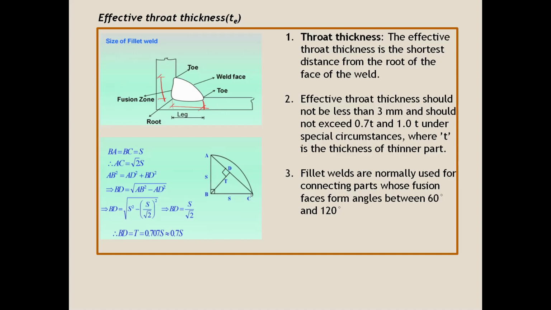Take the right angle triangle. See the diagram for A, B, C, and D. The sides are S and the capital T and capital D. AB equal to BC equal to S. AC equal to root 2 S.